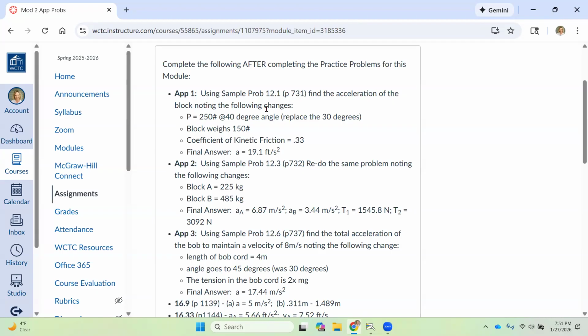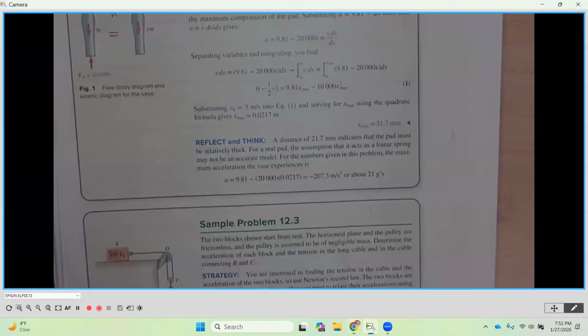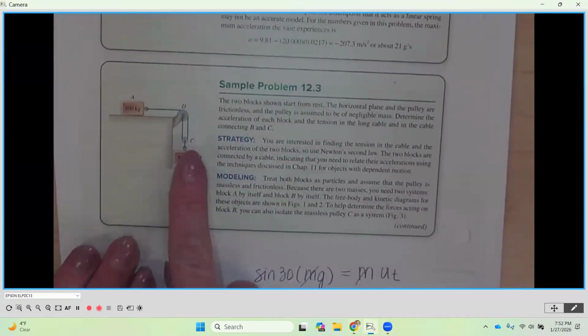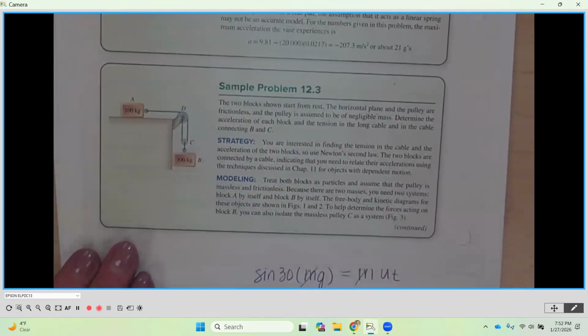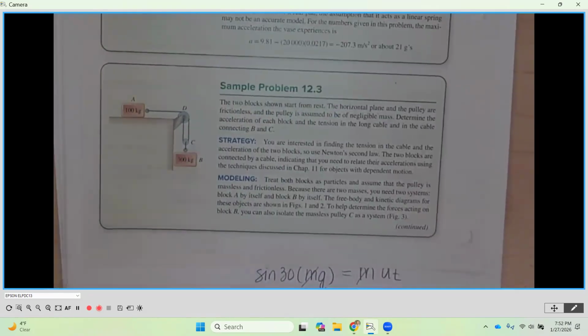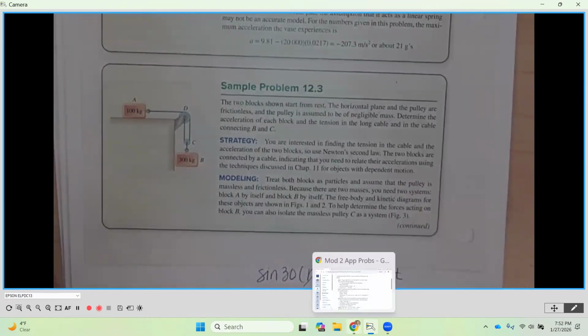The second application problem that you have is going to be using problem 12.3. Okay. And in this case, you're just going to redo the same problem, noting the following changes. Block A is going to have a mass of 225 kilograms. Block B is going to be 485 kilograms. Otherwise, everything else is the same. Okay. And that one is the two blocks with the pulley. So go through the same process, different masses. Okay. And then find the accelerations of each. Okay, so that's the second application problem.